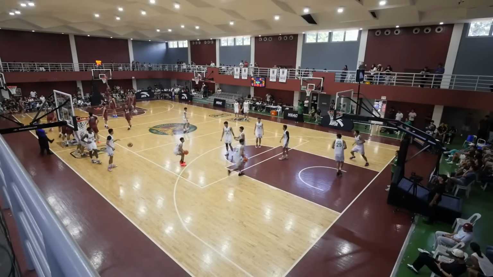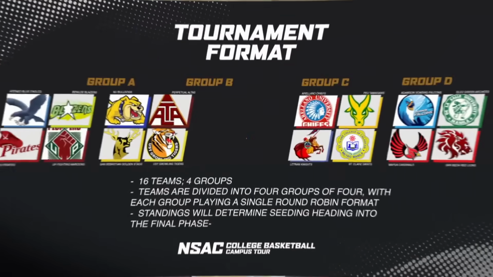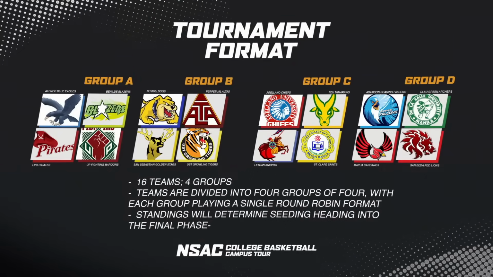But for those of you who are just joining us for the very first time, let's take a look and review our tournament format for the NSAC 2026. 4 groups consisting of 16 teams. Teams are divided into those 4 groups, with each group playing a single round robin format. The standings will determine the seedings heading into the final phase, and those phases are as follows: the round of 16, the quarterfinals, then we head into the semifinals. We have a third place game matchup before we head into the finals matchup of the top 2 teams standing. That's all happening throughout the entire tournament.